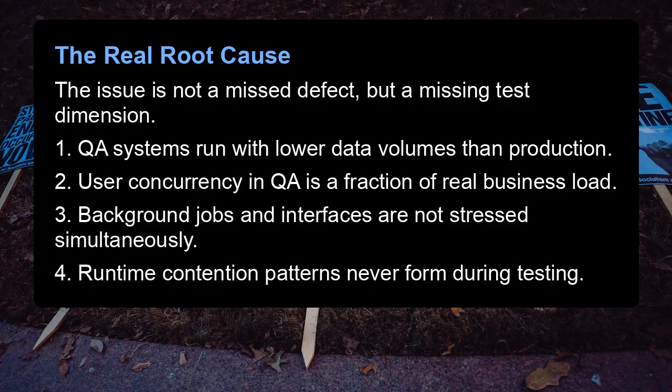1. QA systems run with lower data volumes than production. 2. User concurrency in QA is a fraction of real business load. 3. Background jobs and interfaces are not stressed simultaneously. 4. Runtime contention patterns never form during testing.